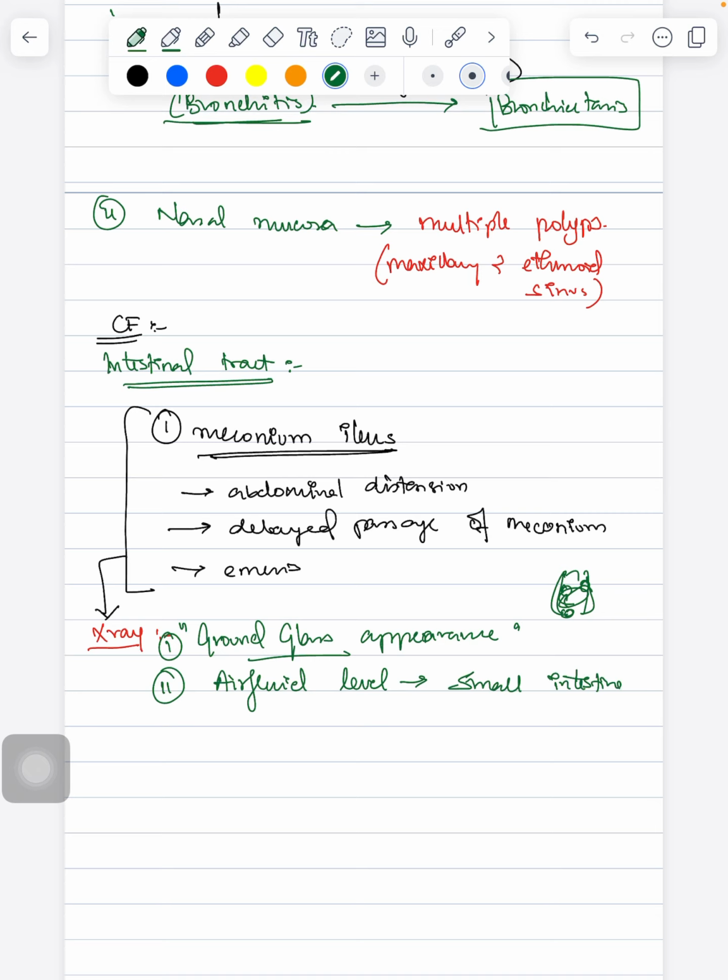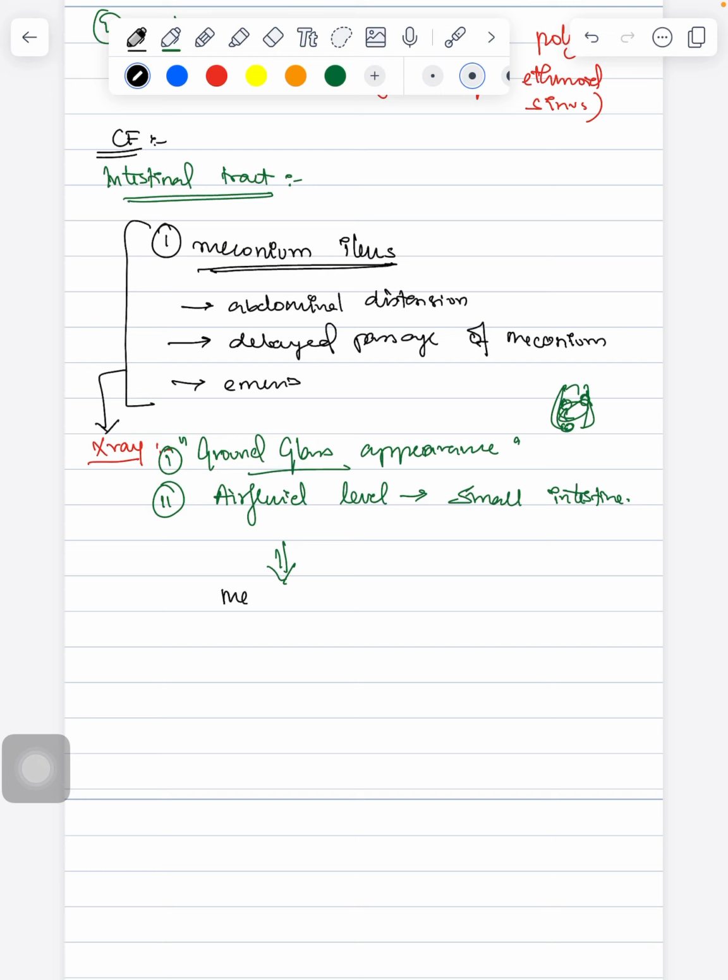Fine. This meconium ileus can also lead to meconium peritonitis. Meconium peritonitis meaning your intestine has been perforated. Intestinal perforation has happened. Your meconium is being spread towards your peritoneum. So that is leading to meconium peritonitis.